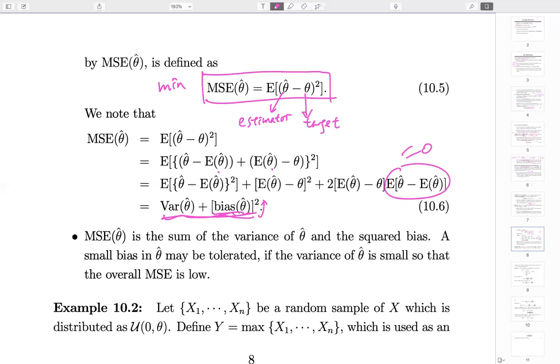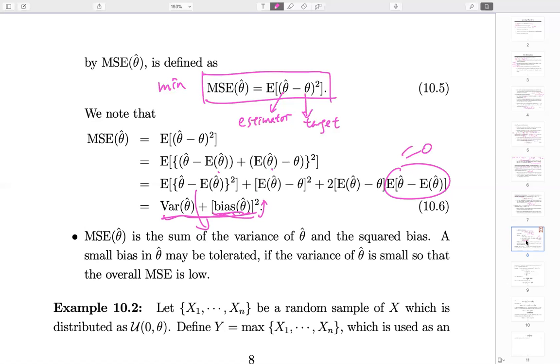So we allow this to increase a little from 0, but we do want to lower variance by a lot more, then we are able to reduce MSE, right? So let's take a look at an example to recap those important properties we just introduced.